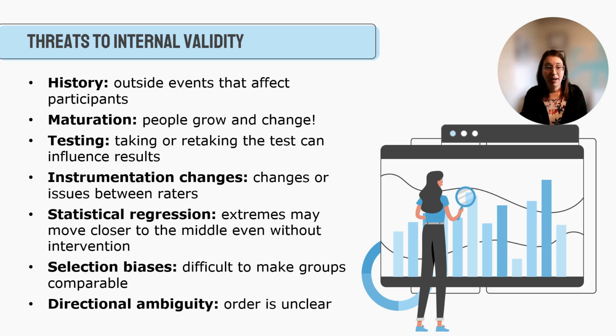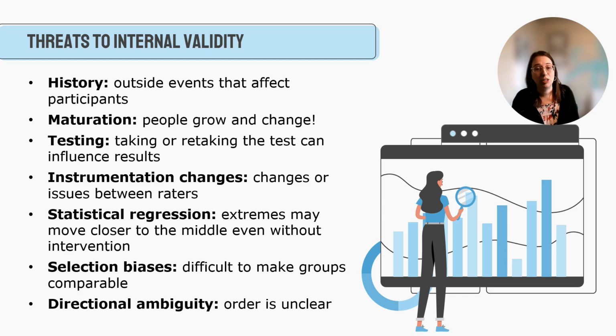Also, you have selection biases, which makes it difficult to have comparable groups. We cannot force anybody to do research for us, and so because of that, we ask for volunteers. And when you have volunteers, they may automatically be more motivated. And so it can make it really hard to have a comparison or a control group.